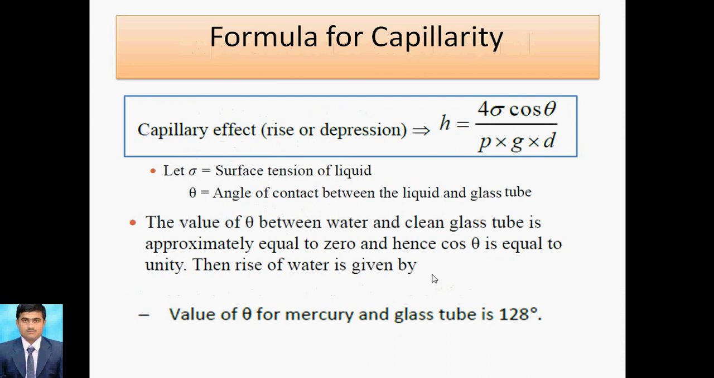So this is the formula for capillarity: h is equal to 4 sigma cos theta divided by rho g d. Here h is the capillary rise or capillary fall, sigma is the surface tension, theta is the angle of contact, rho is the density, g is 9.81, and d is the diameter of the tube. Theta for water is 0 and theta for mercury is about 128 degrees. So this is regarding the capillary effect.